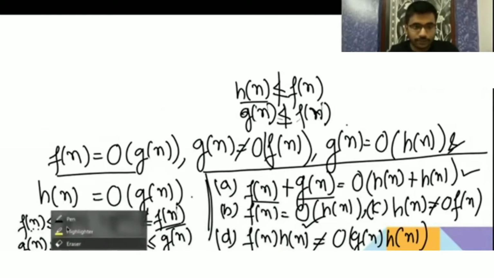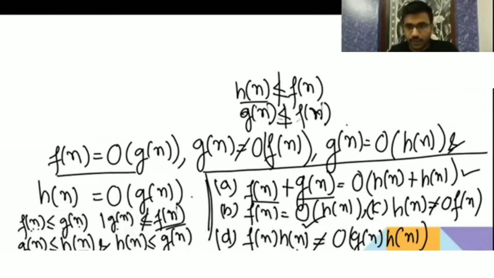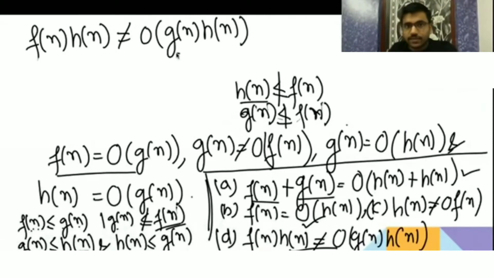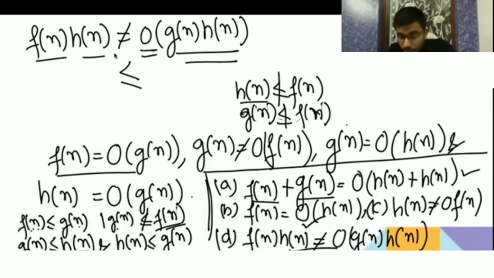Now see this option D. It is saying Fn and Hn is not big O of Gn and Hn. You are saying that this term is not greater, but this term is greater. Fn is smaller than Gn, and in place of Hn you can write Hn. So this term is greater only. So this is big O only, but it's saying not big O. So this is false. This is true. That's why. Understood?